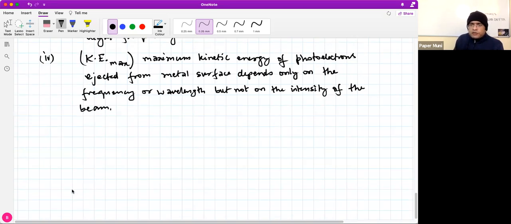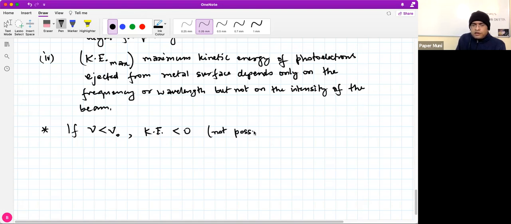Now nobody was able to explain this using the wave theory. Then Einstein came along and used what Planck first gave, that E is equal to h nu, and he was able to derive everything, so all the experimental results were satisfied. From Einstein's formula for KE max, if you put nu less than nu naught, we see that kinetic energy is less than zero, which is not possible. That explains why there is no emission: no photoelectrons emitted.